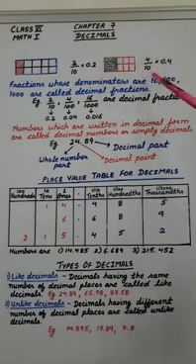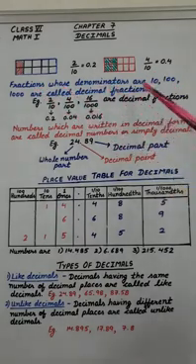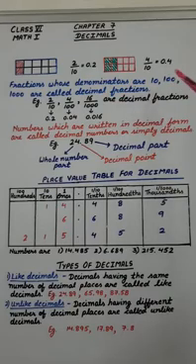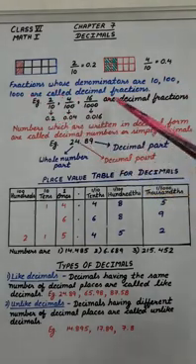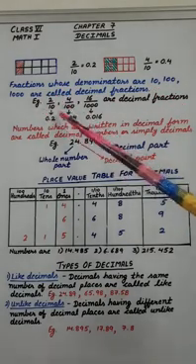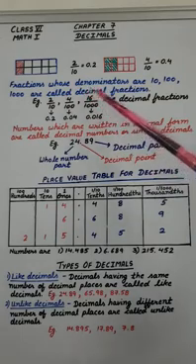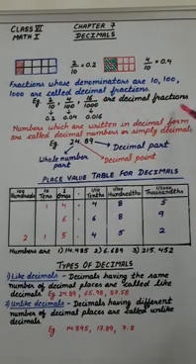So 4 upon 10. So fractions whose denominators are 10, 100, 1000 and so on, they are called decimal fractions. For example, 2 by 10, 4 by 100, 16 by 1000. These all are decimal fractions.